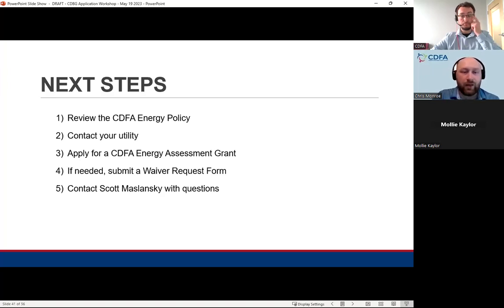If needed, you can complete a waiver request form. This is now only needed if your project is not applicable to the energy policy. Submit the form prior to submitting your application. If your project won't be able to fulfill the energy policy requirements until after your application, you will now need to include a clear plan and timeline for completing your energy audit and communication with utilities in the energy portion of your CDBG application.